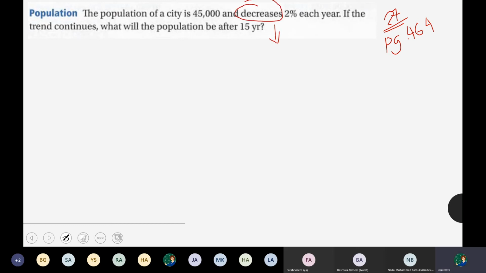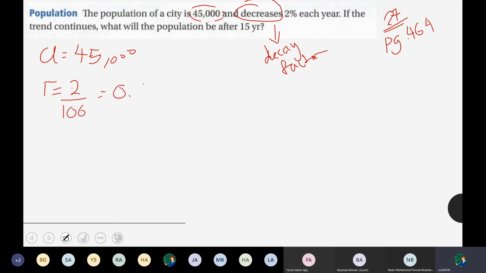So, I'm talking about decay factor. You have to analyze the question. I will not tell you in the exam if it is a decay or a growth factor. You have to know. So, the initial amount, A, is 45,000. They start with 45,000 and decrease 2% each year. So, R now is 2 over 100, and I can write it as 0.02.